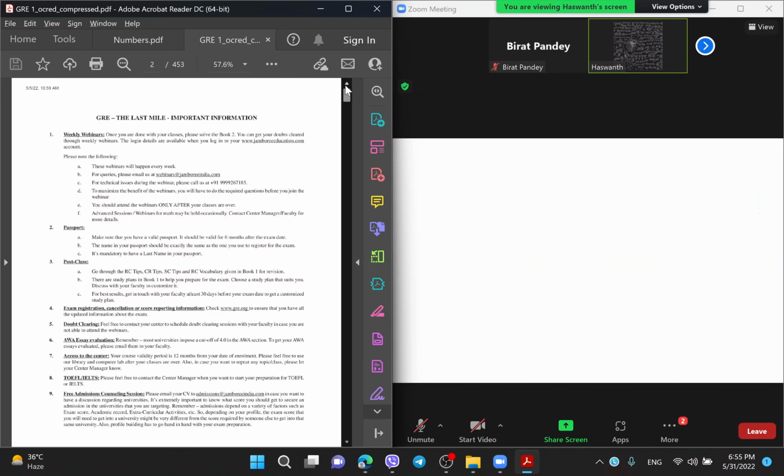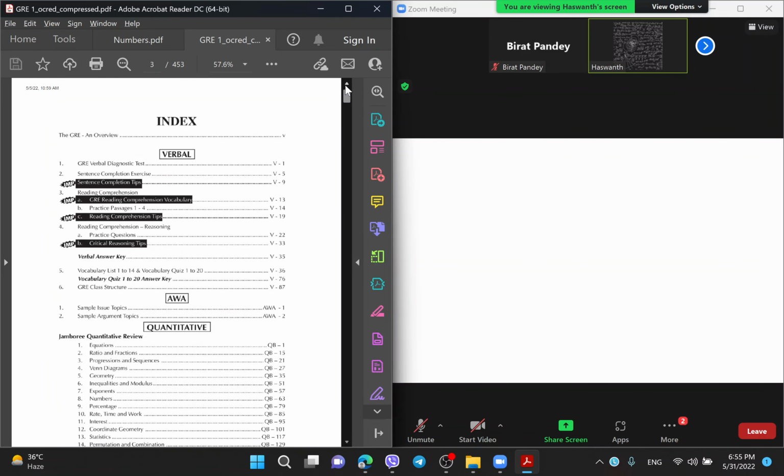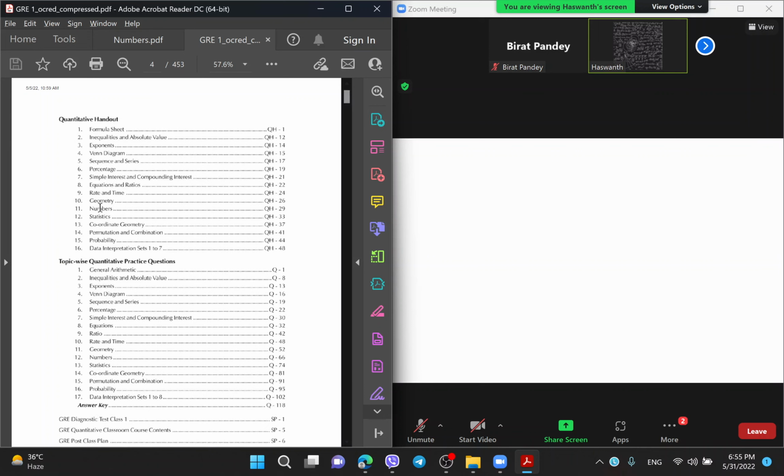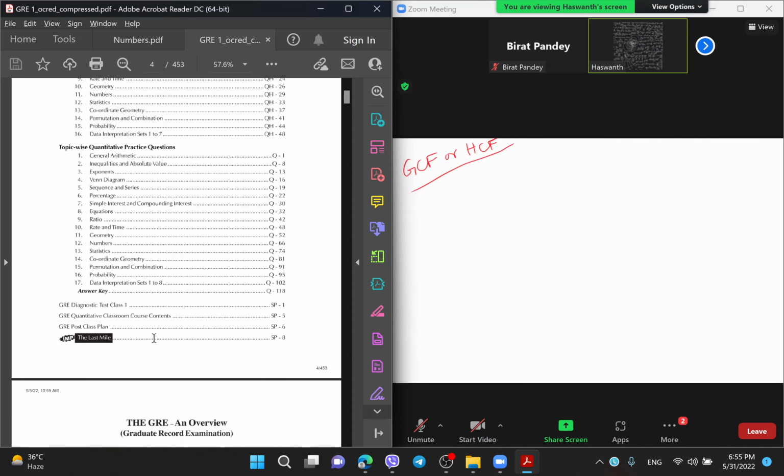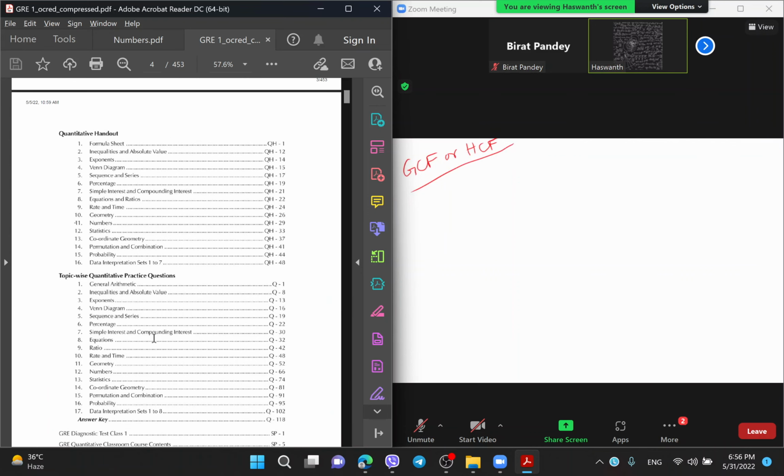Next one, product of two positive integers is equal to. So here there are two important terms which we have to know. One is greatest common factor or highest common factor: the common factor which is greatest in value, or the common factor which is highest in value.